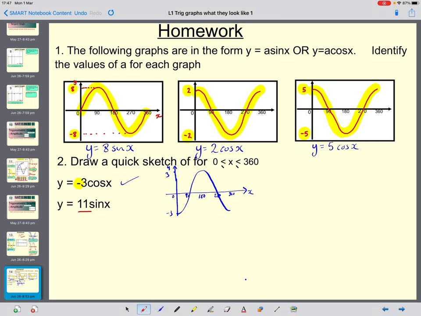And then this one here, y equals 11 sine x, so it's been stretched in the y direction, sine graph. You know the difference between them now. Again, all the important points. Need to know this off by heart. And it says 11 at the beginning here, which means it's got an amplitude of 11. So it goes up to 11 and down to -11.